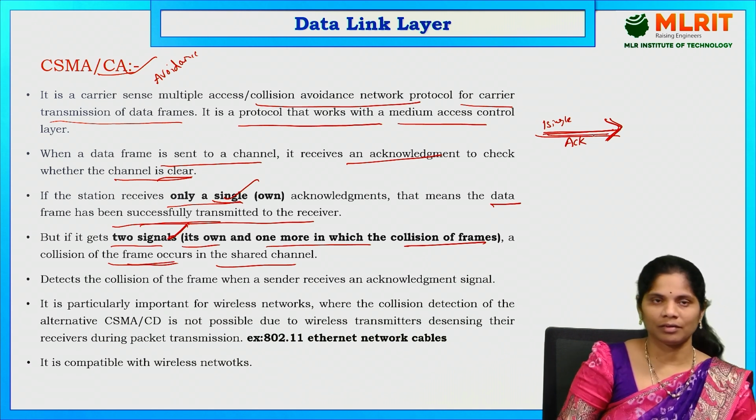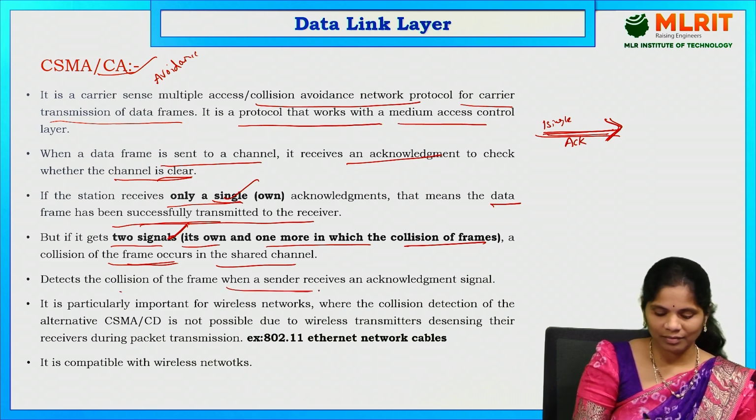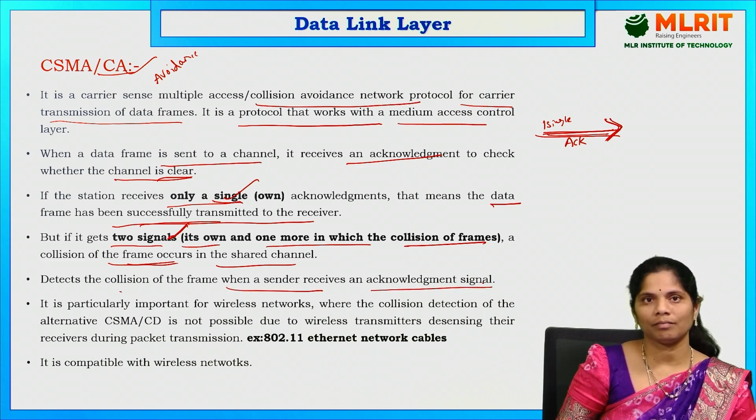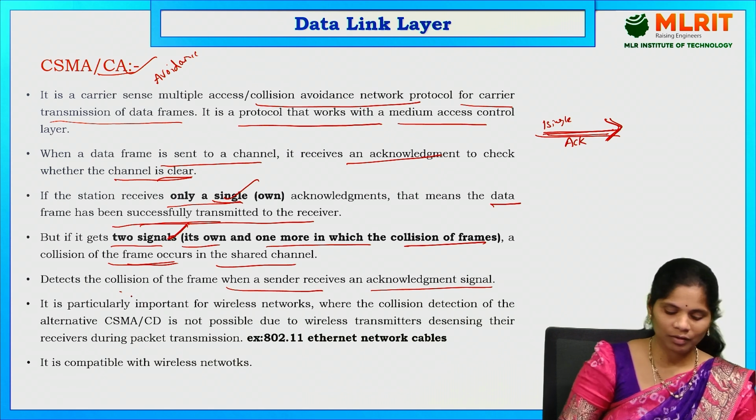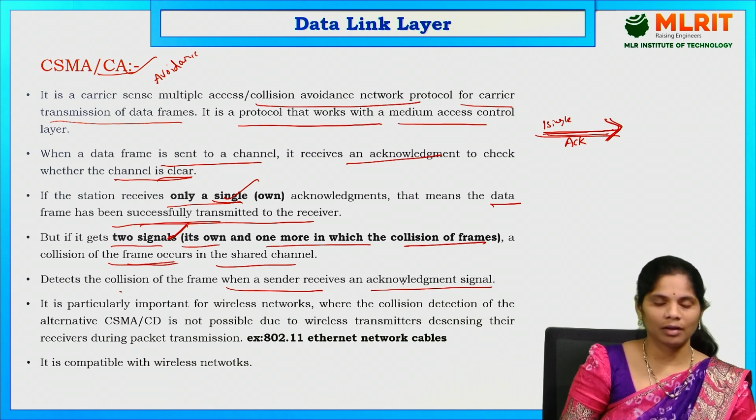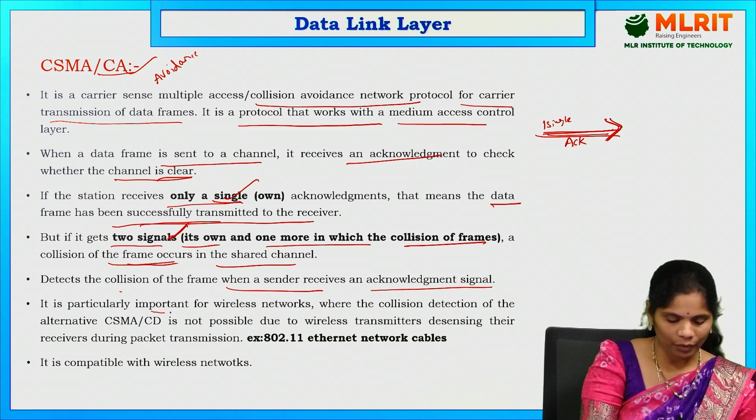That is the condition. It detects the collision of the frame when a sender receives the acknowledgement signal. It is detected when the receiver receives the acknowledgement signal. It is particularly important for a wireless network.